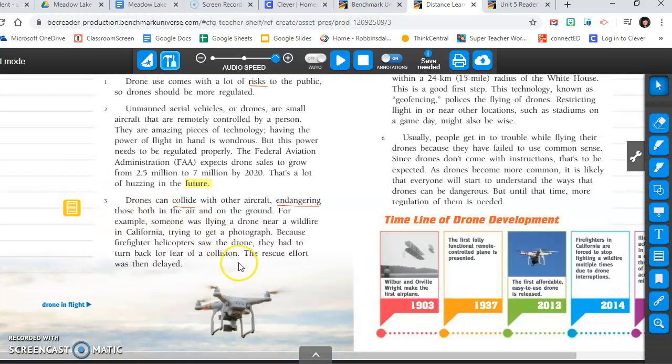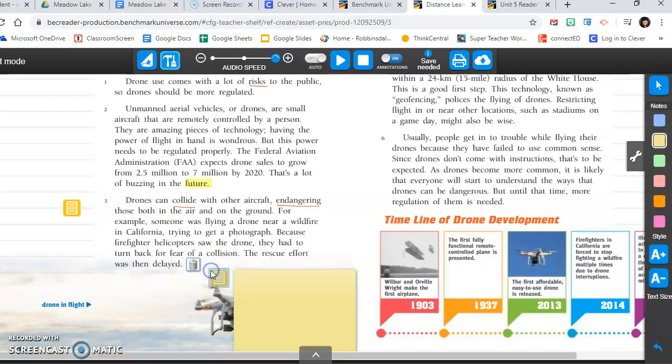We also saw down here that firefighter helicopters had to go away from fighting a fire because they didn't want to collide or crash with the drone. So then, another problem, the rescue effort was then delayed. So maybe I'll put another note here. This is just me thinking out loud. Delayed. Another problem.